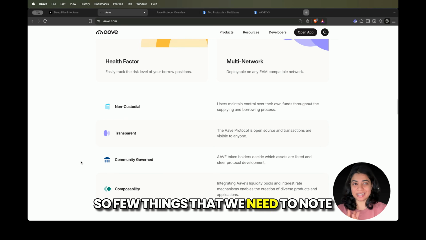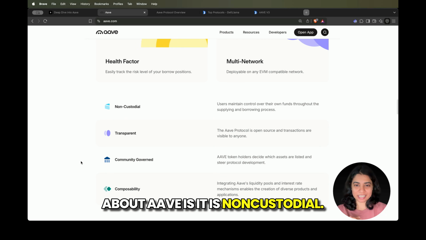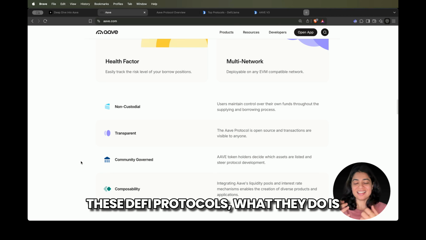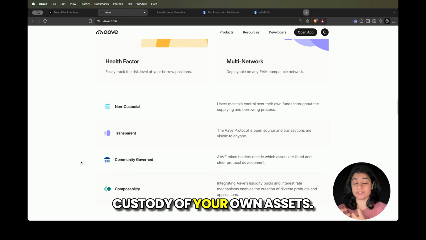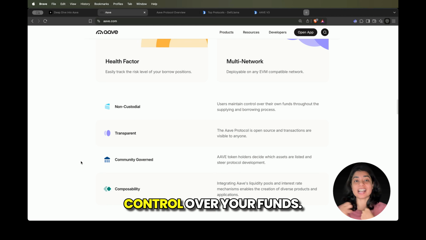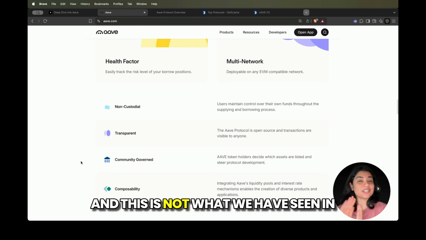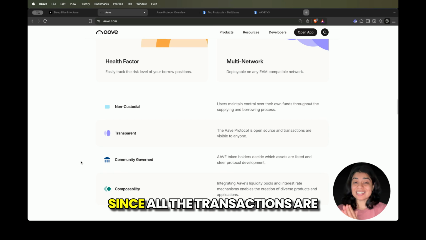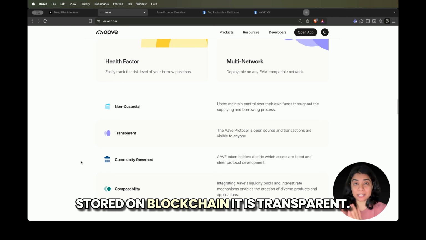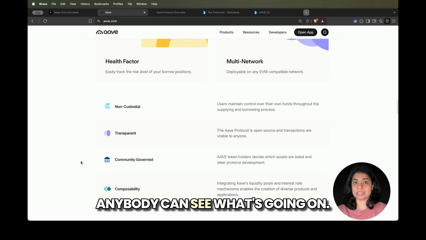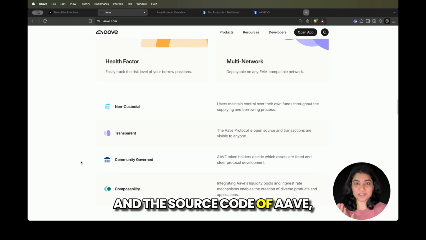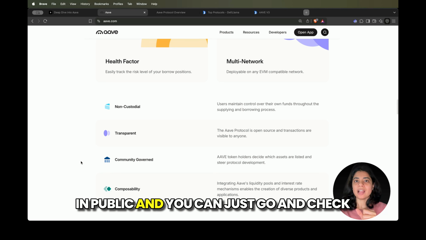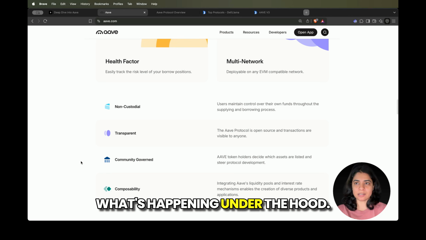A few things that we need to note about Aave is it is non-custodial. What I mean by that is these DeFi protocols allow you to have custody of your own assets. You have full control over your funds. And this is not what we have seen in the traditional finance space, right? Where banks own the funds for us. Since all the transactions are stored on the blockchain, it is transparent. Anybody can see what's going on. And the source code of Aave itself is open source. The smart contracts are available in public and you can just go and check what's happening under the hood.